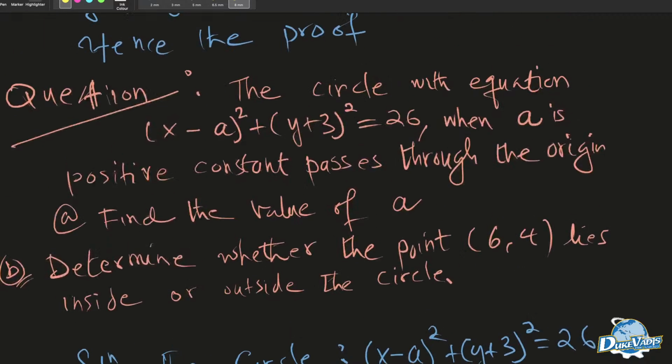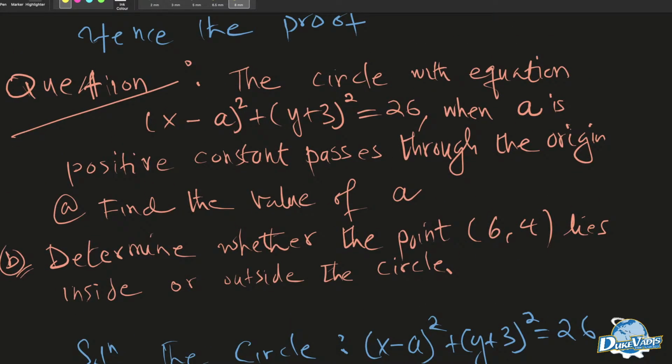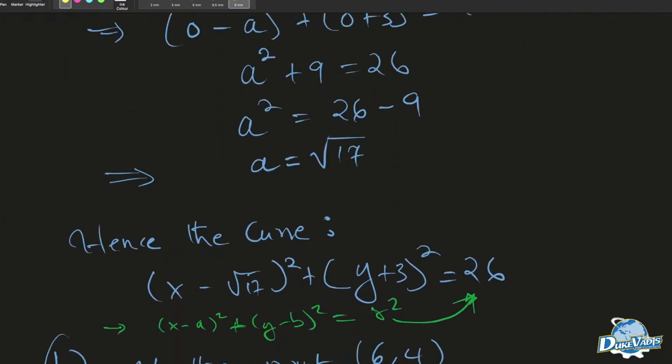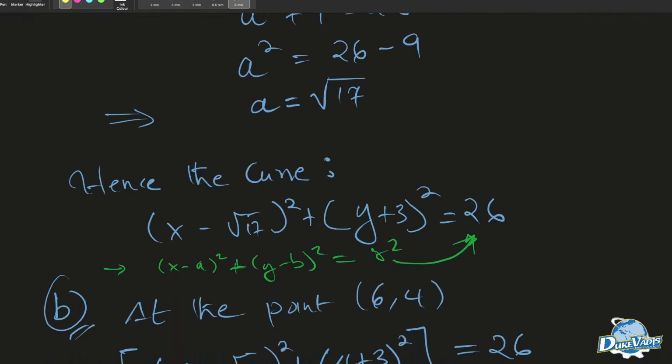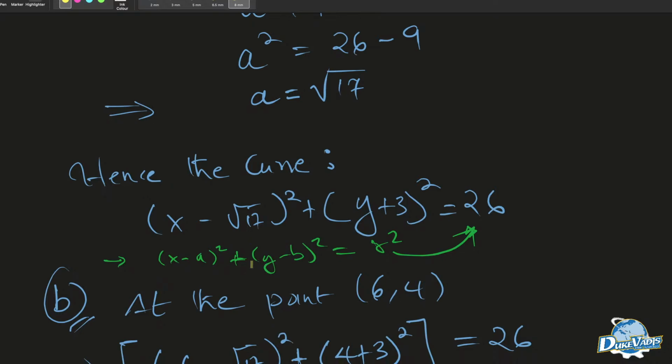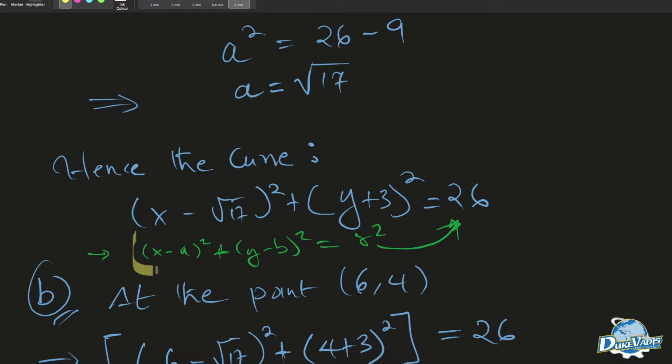The last part of the question is to determine whether the point (6, 4) lies inside or outside the circle. Now what do we have to do? Here is the curve equation, so we'll put a back into the equation: (x − √17)² + (y + 3)² = 26. Don't forget the general equation of a circle, which is (x − a)² + (y − b)² = r².